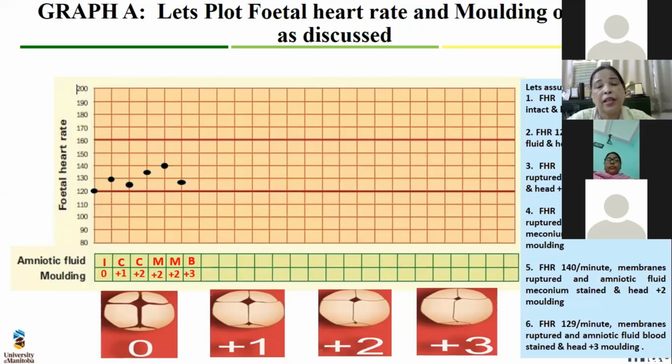In grade 2 they are slightly overlapping but can be separated, and in grade 3 they are overlapped but not separated. So we are worried when we have grade 3 molding, which is not good and can be a sign of obstructed labor. So we have to reevaluate what the reason is for grade 3 molding: either the pelvis is small or the baby is big, there is an element of CPD, or there is some problem with the obstructed labor, why this patient is going into obstructed labor with excessive molding.